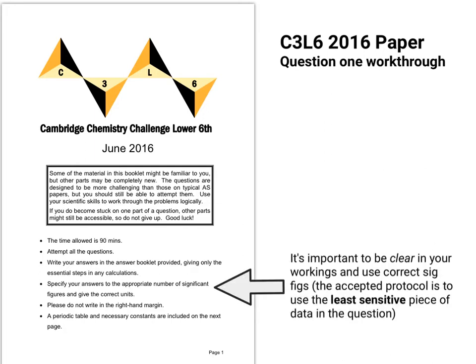So it's also very important to be clear in your workings and use the correct number of significant figures. As per normal practice in an A-level, the accepted protocol is to use the least sensitive piece of data in the question. So let's say the least sensitive piece of data has 2 significant figures. That's what you should give your answer to, even though you may have other pieces of data that would have 3 or 4 significant figures.